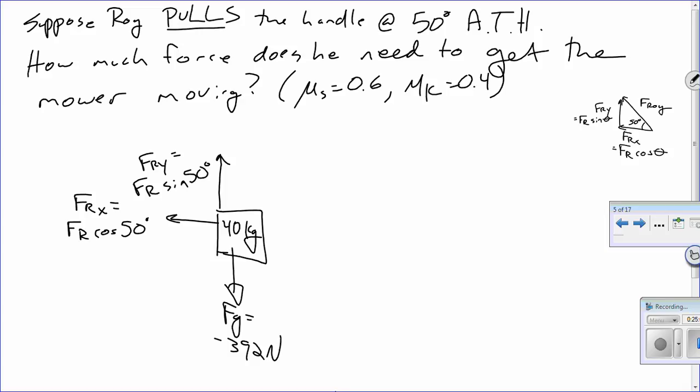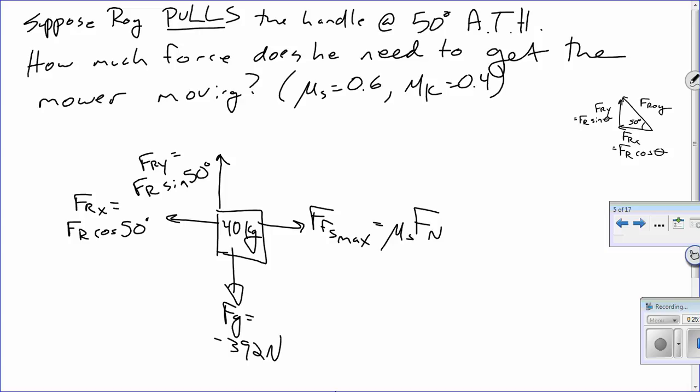What other forces are there? Friction. So I'm trying to overcome my force of static friction maximum, right? Well, that's equal to my coefficient of static friction times the normal force. Ugh. Why am I saying ugh? We don't know the normal force. So I think we can come up with an expression for it.